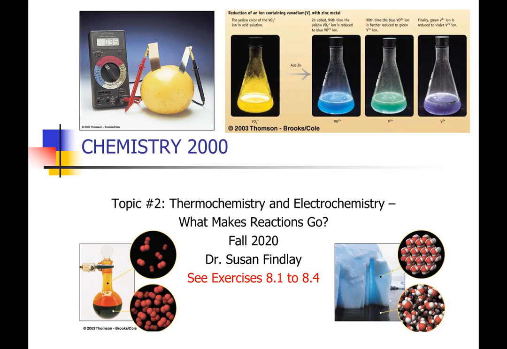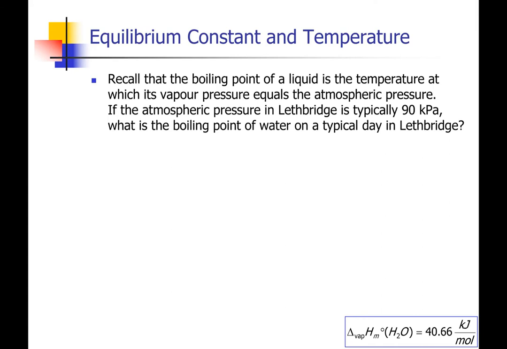In this video, I'm going to talk about how to use the Van 't Hoff equation to calculate the boiling point of water at a pressure that is not 1 atmosphere. Since we live in Lethbridge, we're going to use 90 kilopascals as our pressure, because that's a fairly typical pressure for life in Lethbridge.